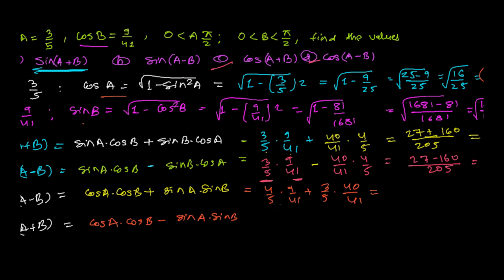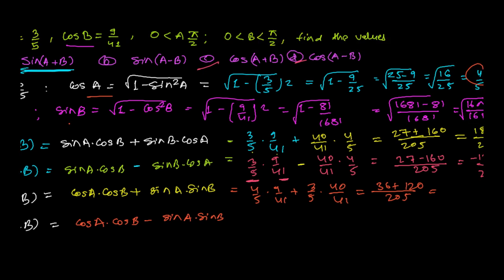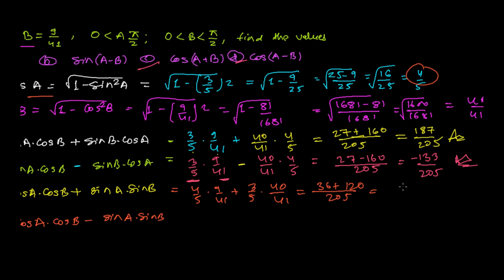Now let's take the LCM of 5 times 41, that's 205. Now 4 times 9, that is 36, and now 4 times 3, that's 120. So 36 plus 120, that's going to be 156, over 205. So this is our answer for the cosine of A minus B.